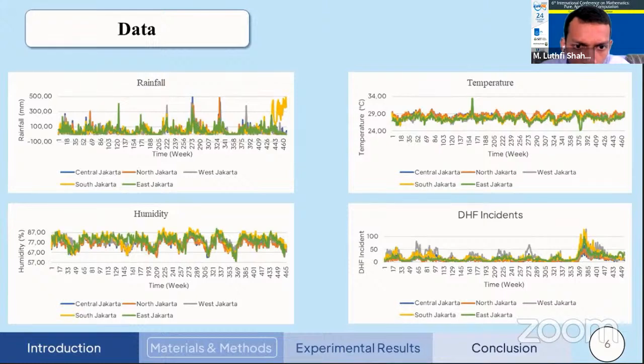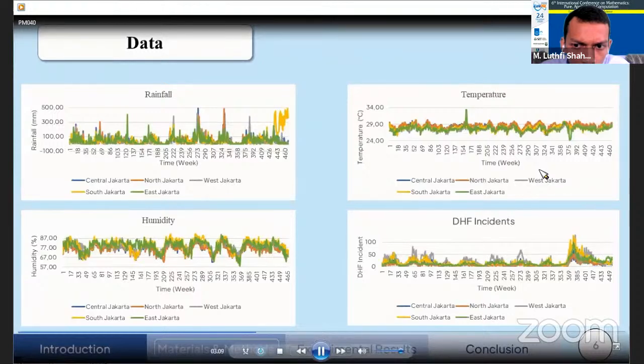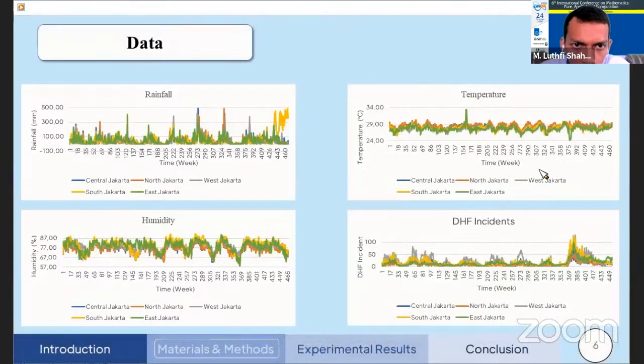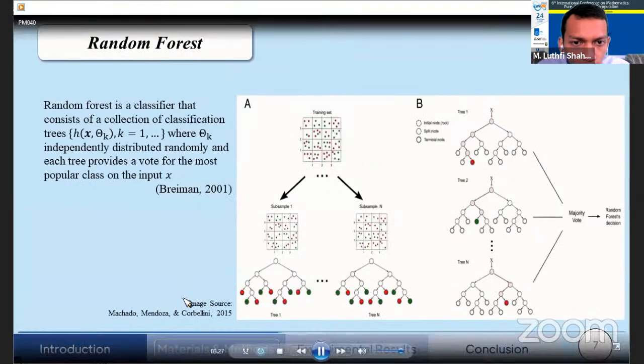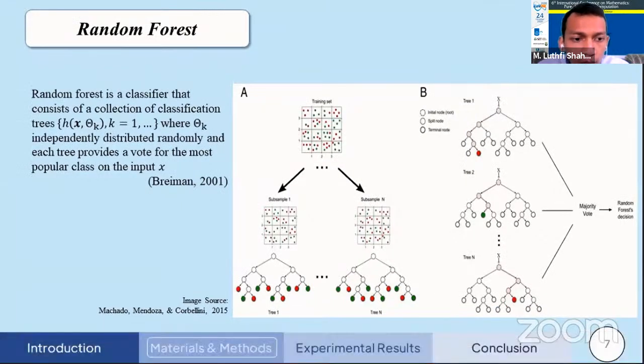The data displayed at this time is the data that has been pre-processed. The data was checked for missing values, then imputation was carried out with the average value. And then the data is converted into weekly data, as we can see on the slide. In this research, we use the random forest algorithm. Random forest is an ensemble learning method from decision trees proposed by Breiman.